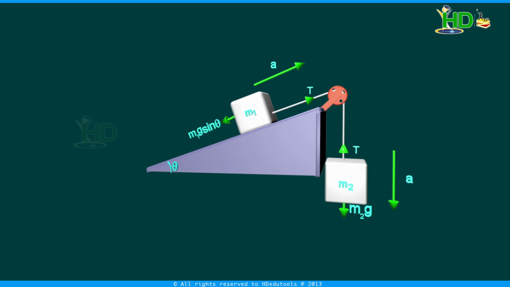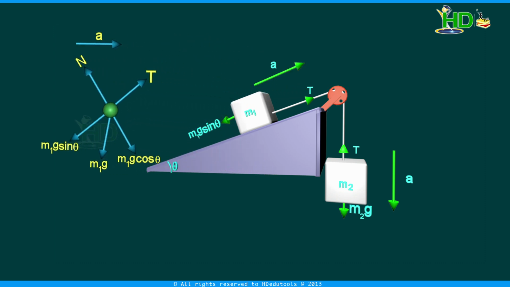Now we try to draw a free body diagram at M1. This is an inclined plane. M1g is acting vertically down. This can be divided into two components. One is M1g cos theta, another is M1g sin theta. This M1g cos theta is normal to the surface, and opposite to this the normal reaction is developed. M1g sin theta is parallel to the surface, and this is nothing but the force which pulls the body down the slope, and opposite to this we have the tension. As a resultant of T and M1g sin theta, the body will move along this direction with acceleration a.